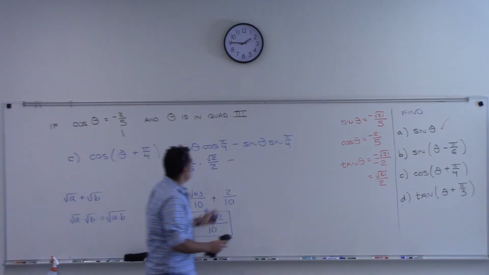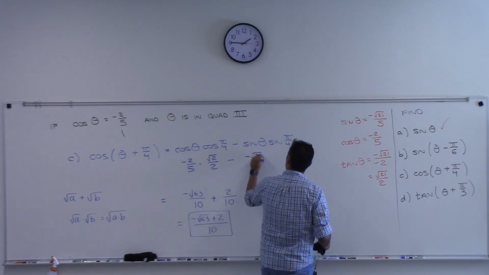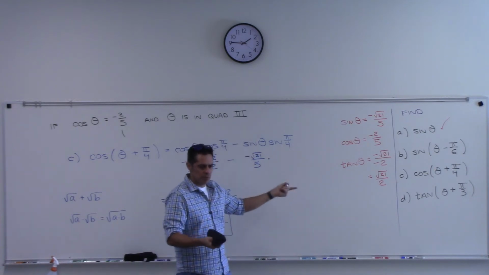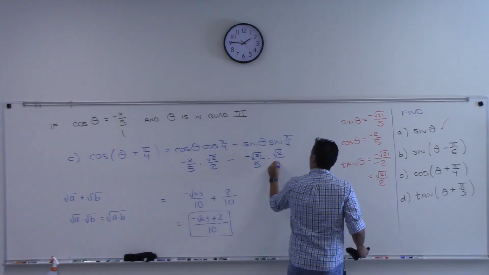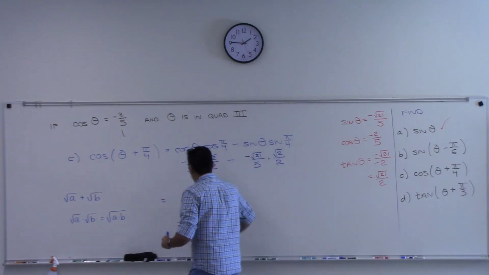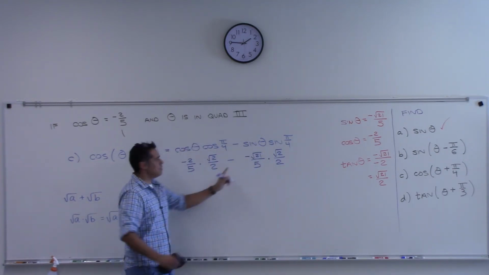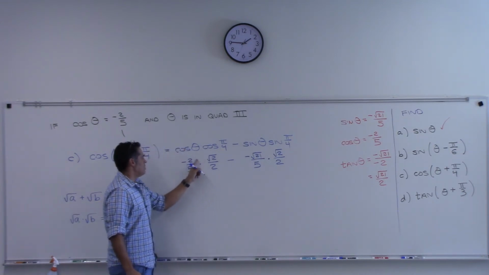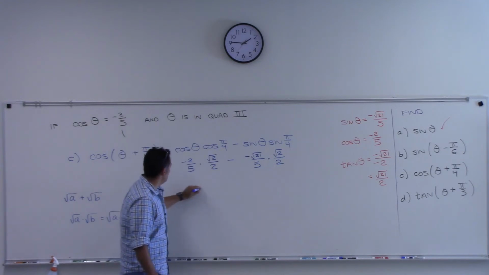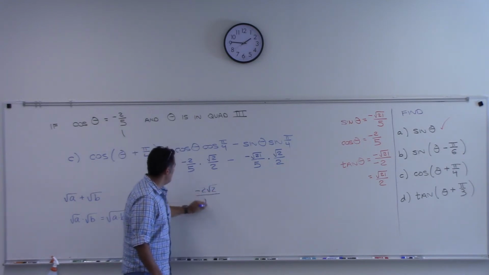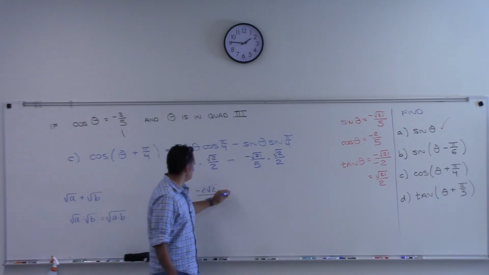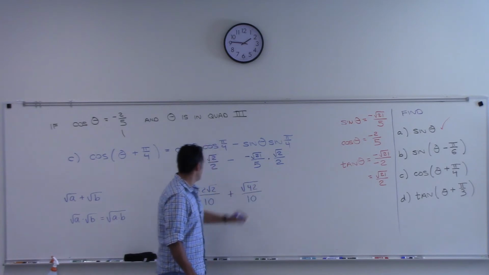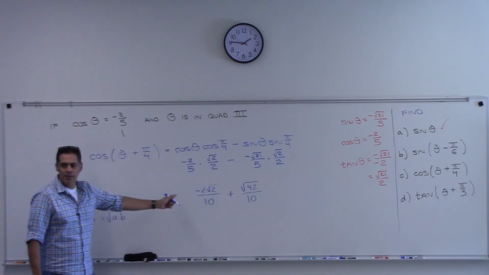Sine of theta is -√21/5, and then times sine of pi over 4, which again is √2/2. So here we'll be able to put these roots together, right? These roots can go together. That we can just put side by side. So we're going to have -2√2/10, and then over here, two negatives again become plus. And then I'm just going to say √42/10. And see here we cannot put those two together.